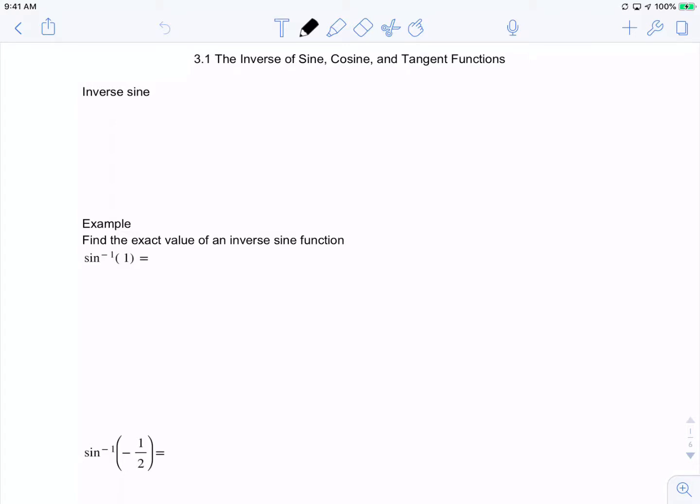Hello class, today we're going to be talking about section 3.1, the inverse of sine, cosine, and tangent functions.